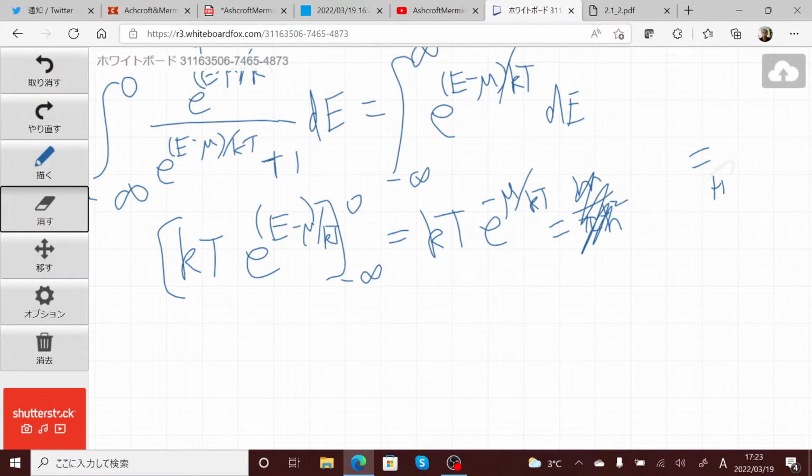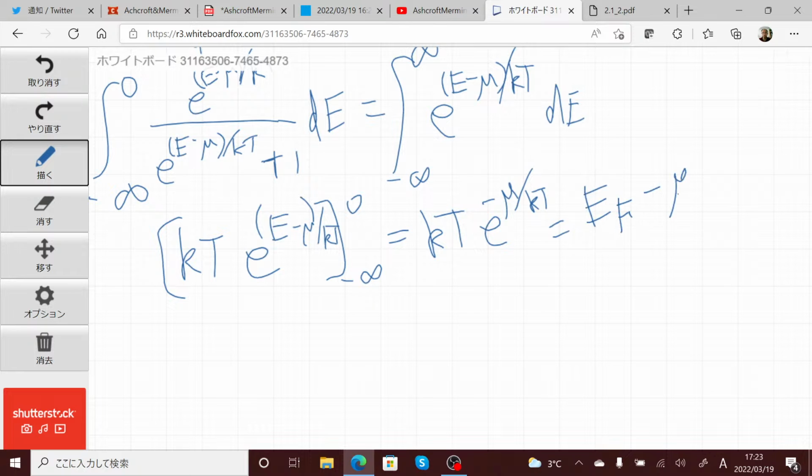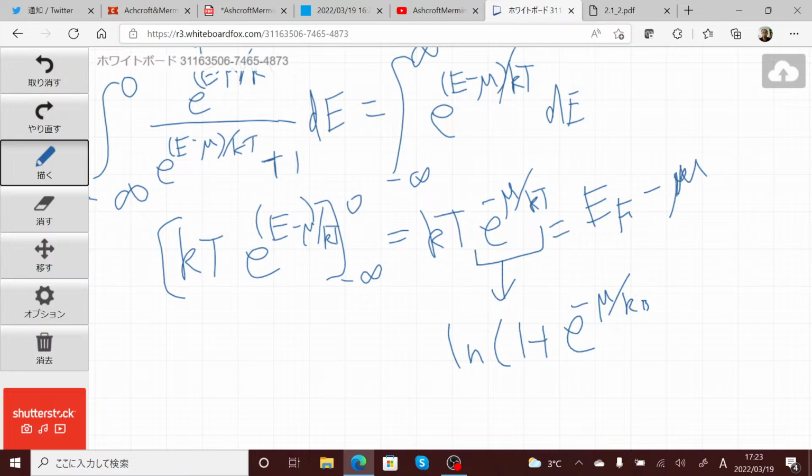So I take this, it can be reversed. This is EF minus mu. Okay, then all we have to do is this is actually logarithmic, 1 plus exponential minus mu over kbt. So let me see. I want to stop it now. We can continue next time.